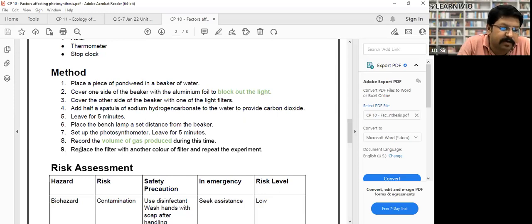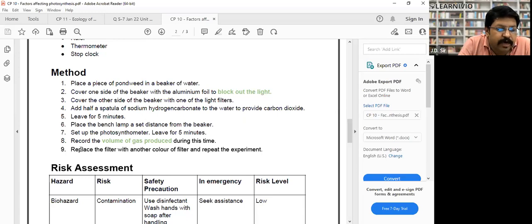Leave it for 5 minutes. When you drop this sodium hydrogen carbonate, what will happen? The carbon dioxide production will take place. So the plant does not require carbon dioxide from the external environment, because you have already blocked the external entry of the gas. Set up the photosynthetometer. Photosynthetometer is a device, right? And that is a digital device, right? It tells you what the rate of photosynthesis is, right? Nowadays people are using it for agricultural experiments.